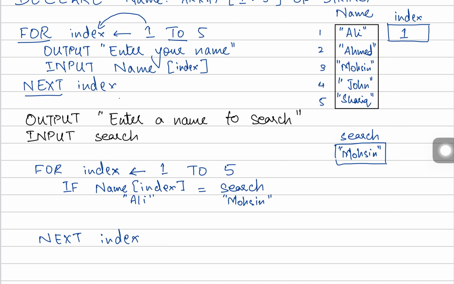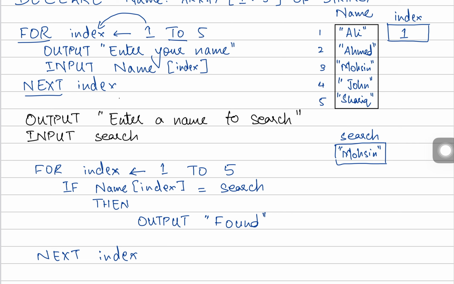Are they equal? No. It will move on to the next index. In any case, it's going to move on to the next index. Then it will be Ahmed equal to Mohsen, and then Mohsen equal to Mohsen. In this case, the if condition becomes true, and in the next line you could write then output found. I need to move this next index to the next line because for every if, there is supposed to be an end. So this is a simple linear search code where you take a value from the user outside the loop because you ask for it only once, and then you search for it among all the values in the array.